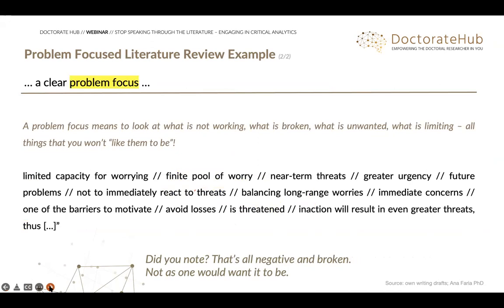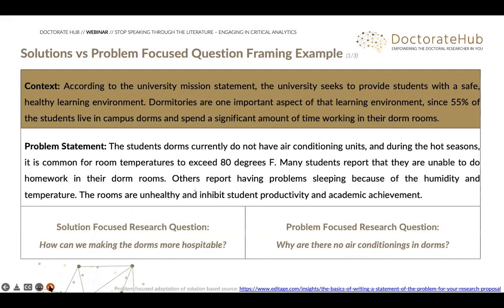So a problem focus basically means to look at what is not working, what is broken, what is unwanted, what is limiting, all things that you won't like them to be. And if you see that in your writing, then this is encouraging for you to have a problem focus in place. If not, it might mean that you're still focusing on the solutions. And we can see in this coming example that the development of your research will go a very different way down depending on whether you have a solution or a problem focus in place. Now let's look into this example.